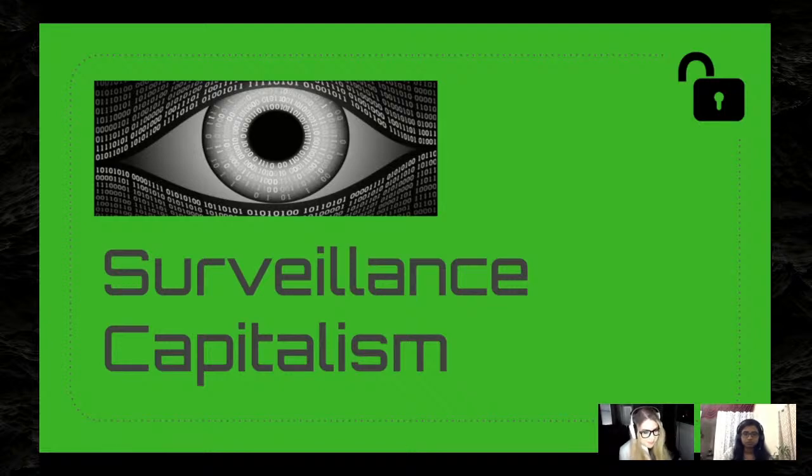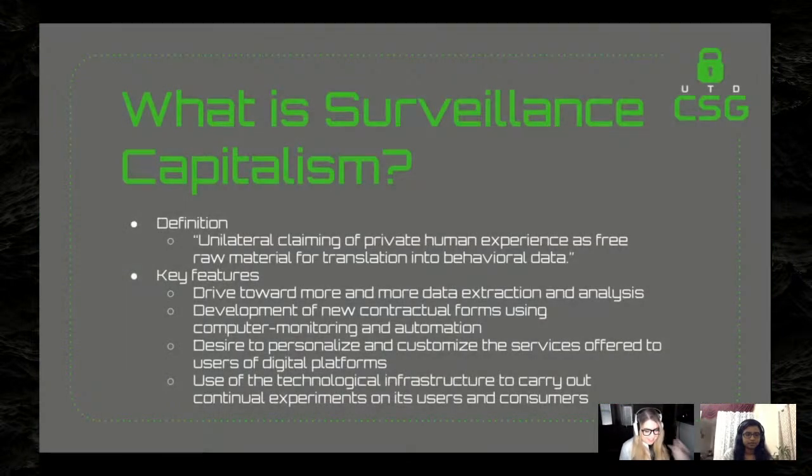Swati, can you go to the next slide, please? Okay, so there's the definition that Shoshana made right there. And she also describes key features. So essentially, this is a drive toward more and more data extraction and analysis. So what that means is it's going to keep happening as long as this landscape is in existence.